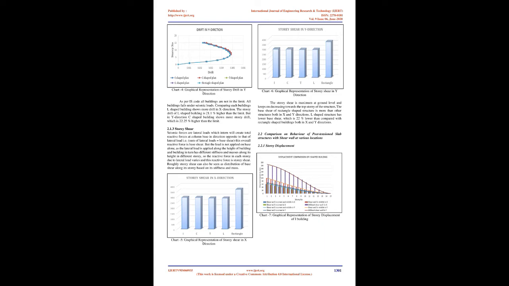Chart 1 and Chart 2 represent the variation of displacement of storey in x and y directions under seismic effect. It is found that the displacement of the L-shaped plan building is slightly greater than others in x direction. But the C-shaped plan building shows greater displacement in y direction. All buildings show slight differences in displacements.